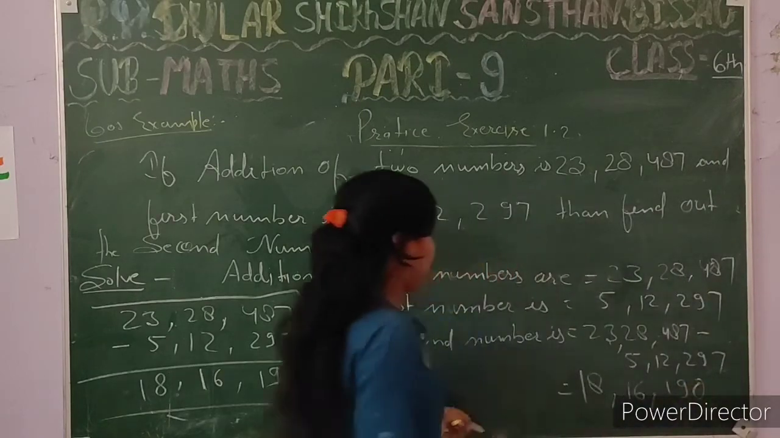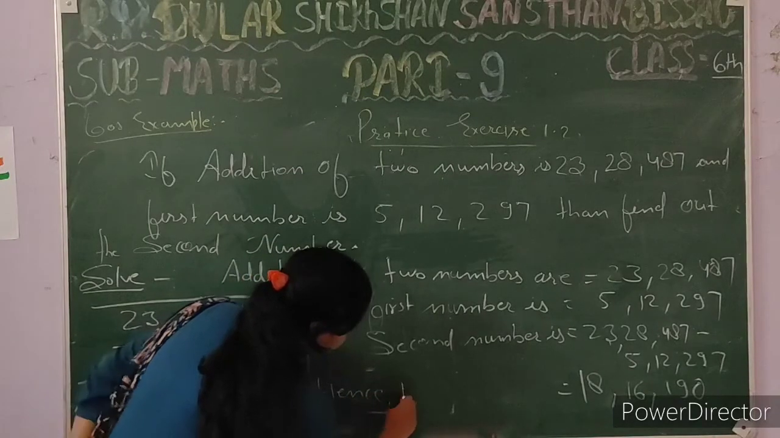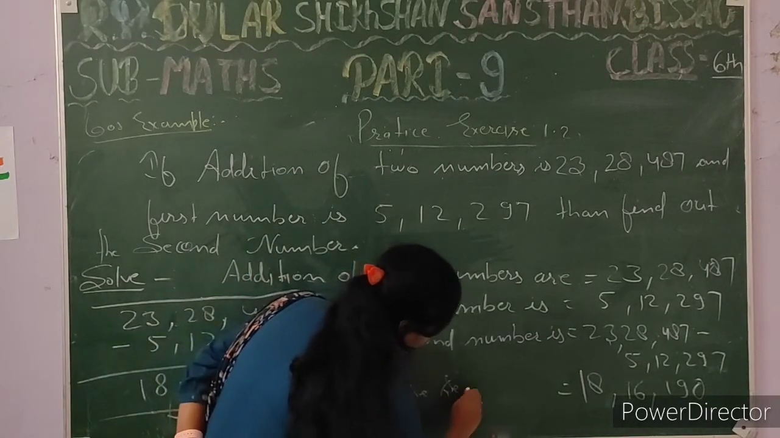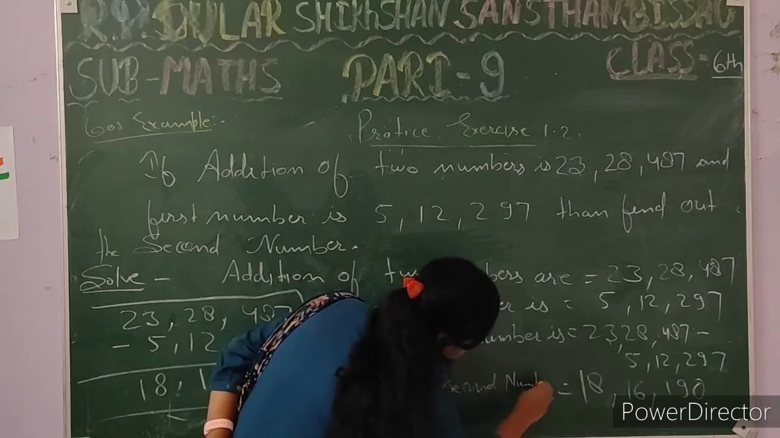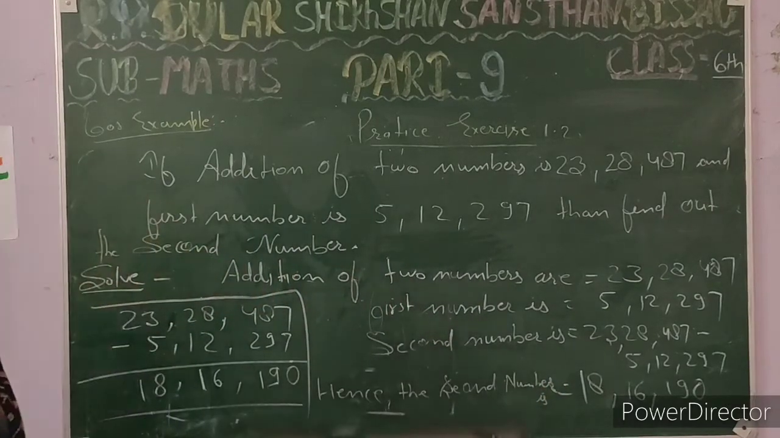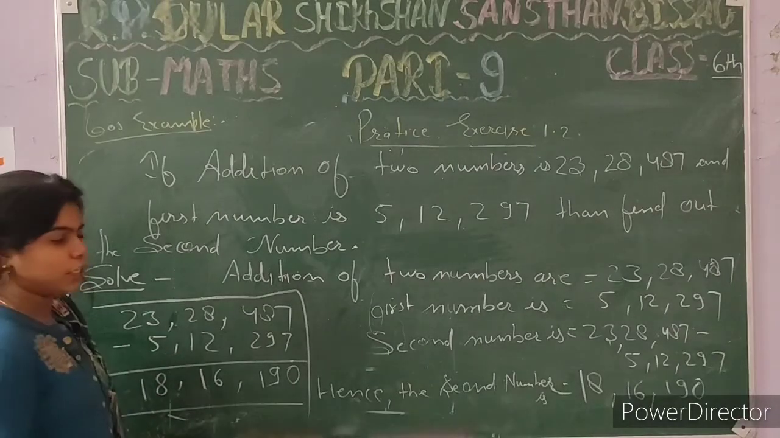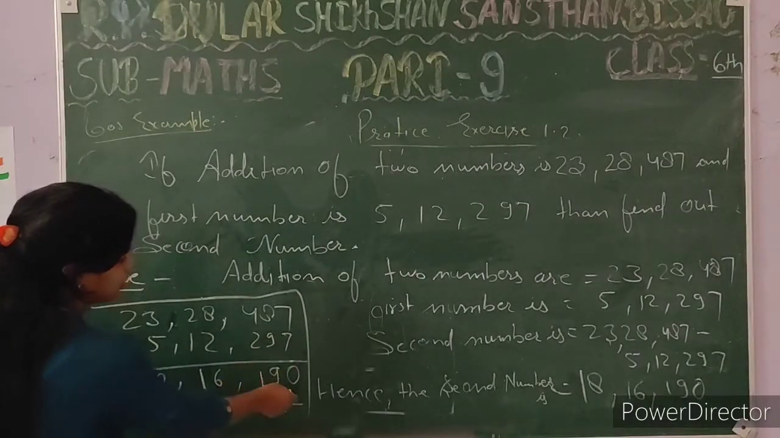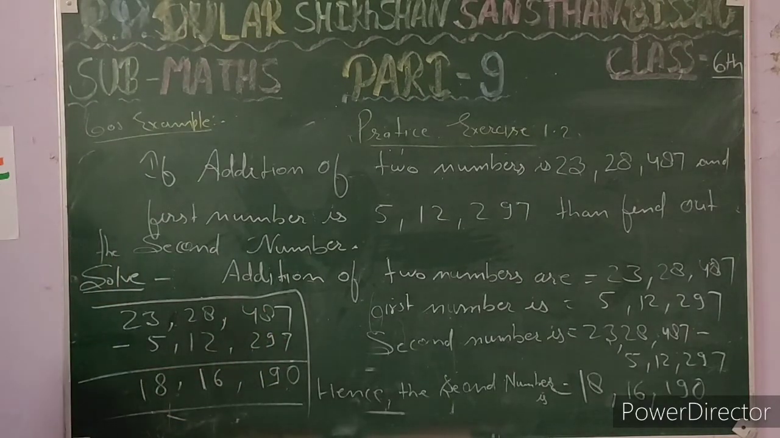Our answer is 18,16,190. Then we write here: hence, the second number is 18,16,190. You can check your answer by adding these numbers: 7 plus 9 is 16, 1 carry, 9 plus 1 is 10, 1 plus 2 is 3, 1 plus 3 is 4, 2 plus 6 is 8, and the rest matches. The addition gives back the original number.